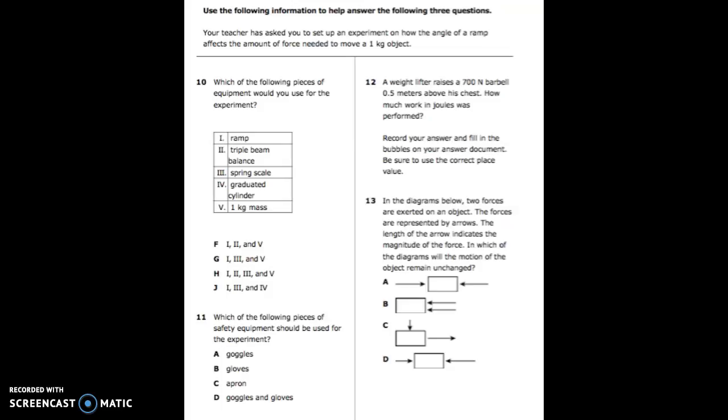Number 13. In the diagrams below, two forces are exerted on an object. The forces are represented by arrows. The length of the arrow indicates the magnitude of the force. In which of the diagrams will the motion of the object remain unchanged? Number 14.